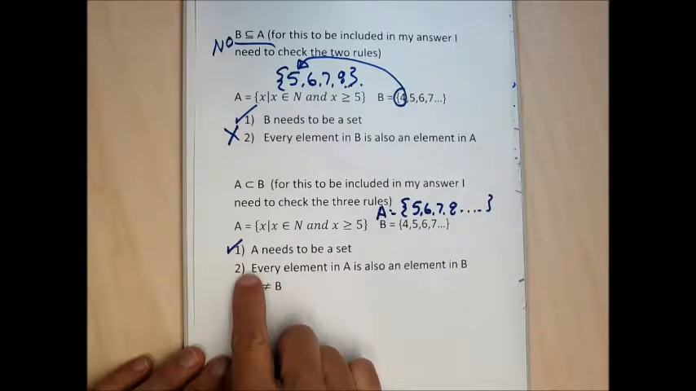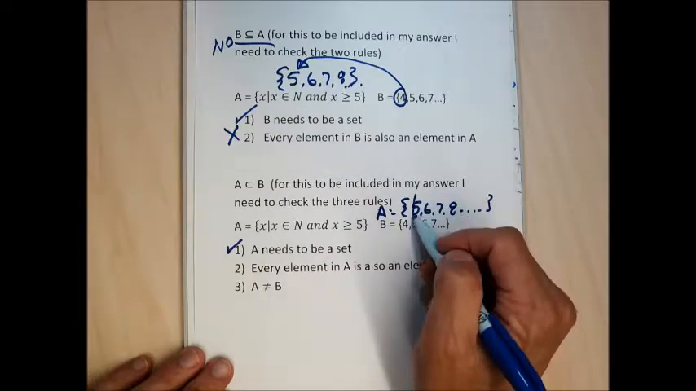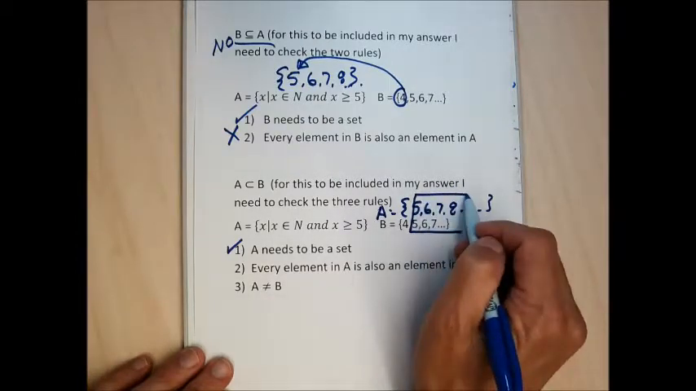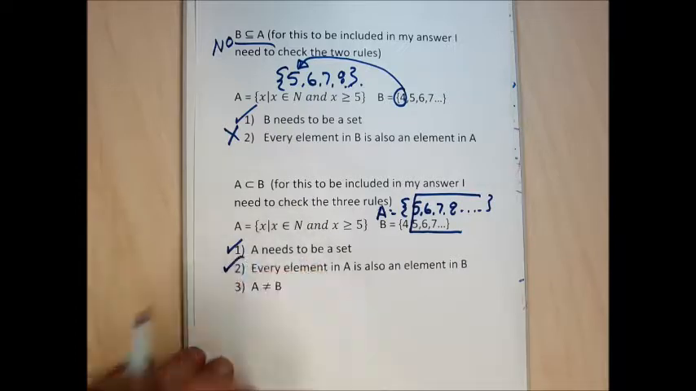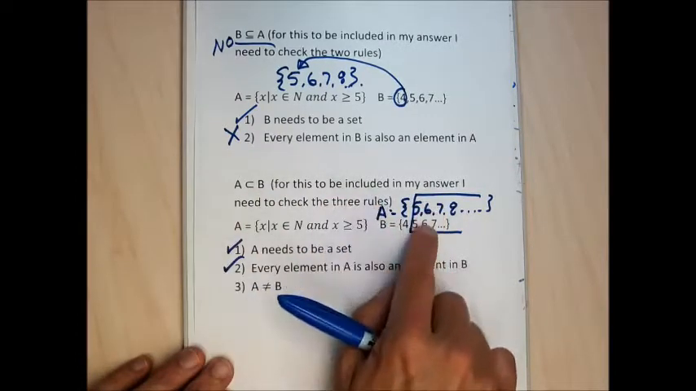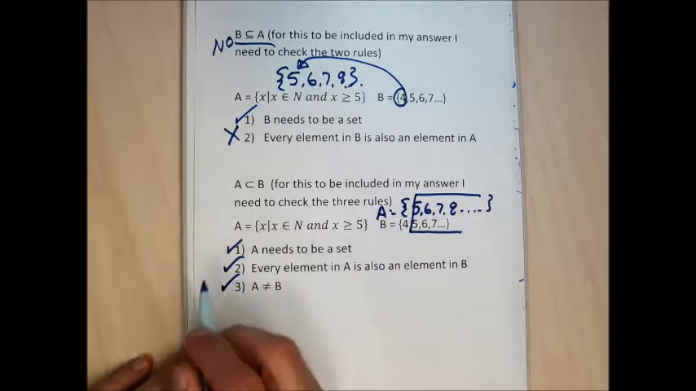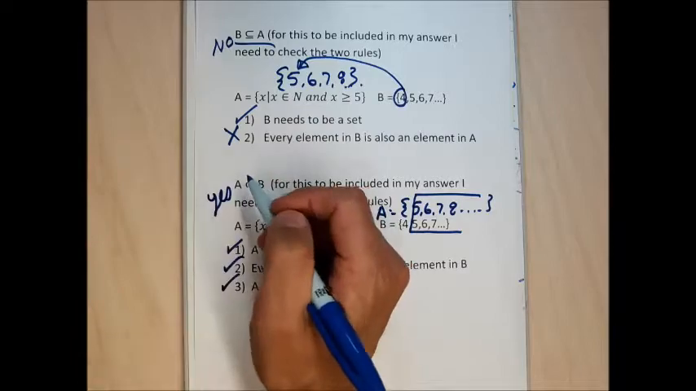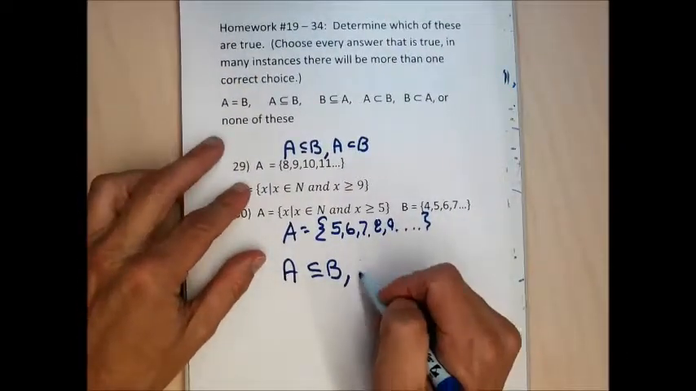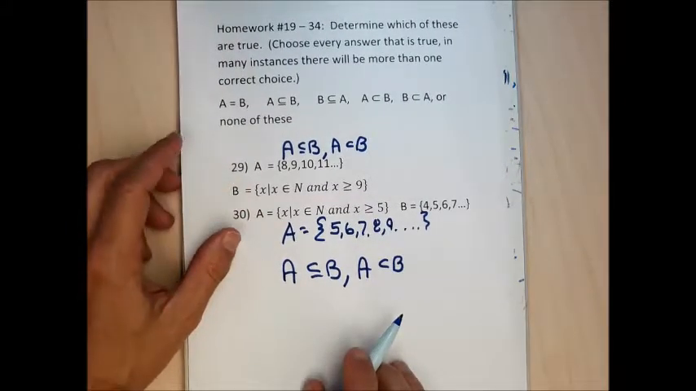The second rule to be a proper subset is every element of A needs to be in B, and every element of A, 5 and bigger natural numbers, are in B, so that rule is satisfied. And the third rule is they can't be equal, and they're not equal because A doesn't have a 4 that B does have, so this is satisfied, and I'm going to include that symbol in my answer. So far I have A as a subset and A is a proper subset of B.